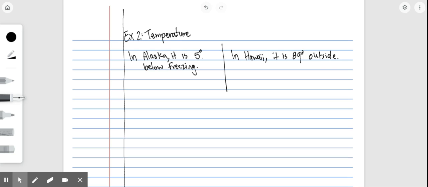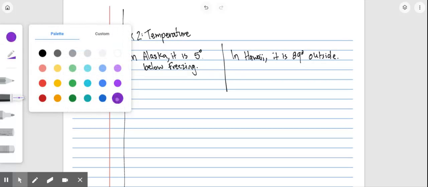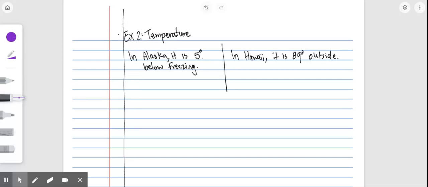All right, so in the last example, we talked about integers in terms of money. Here we're going to talk about integers in terms of temperature. So in Alaska, it is 5 degrees below freezing. The keyword here that indicates whether we have a positive integer or a negative integer is this word below. When it says below freezing, that means I've got a negative integer. So it is negative 5 degrees outside.